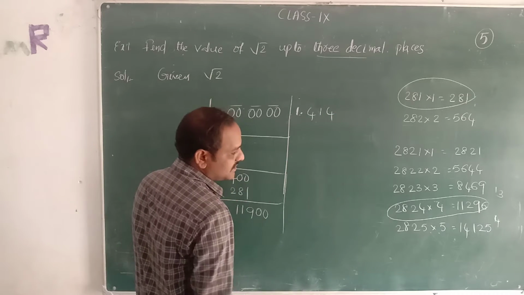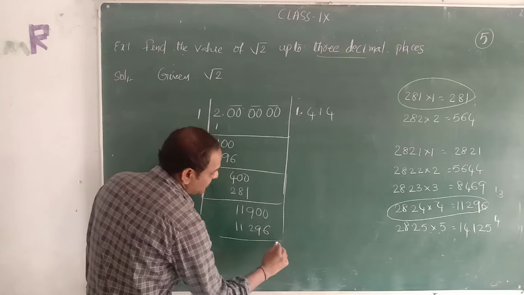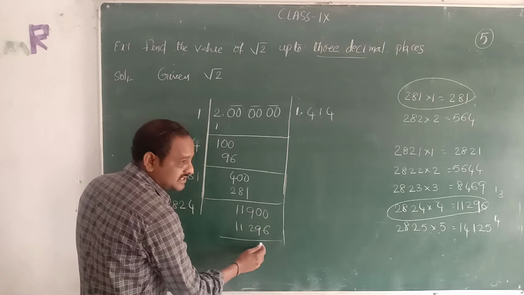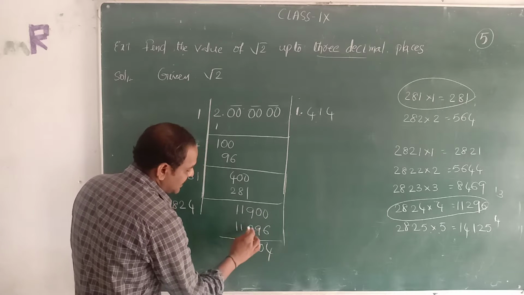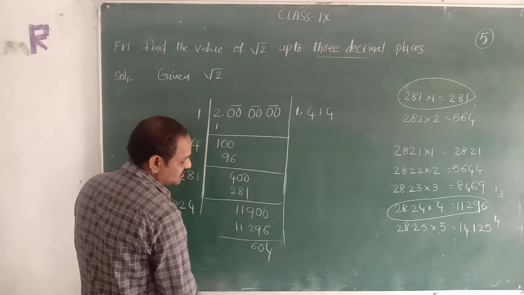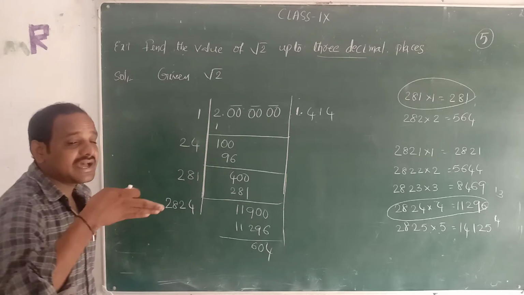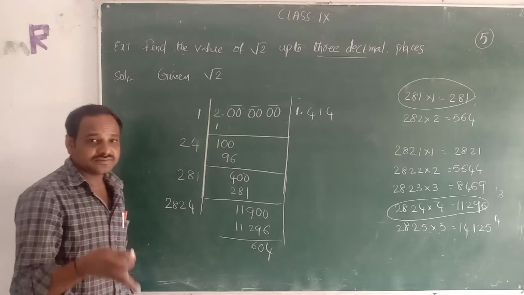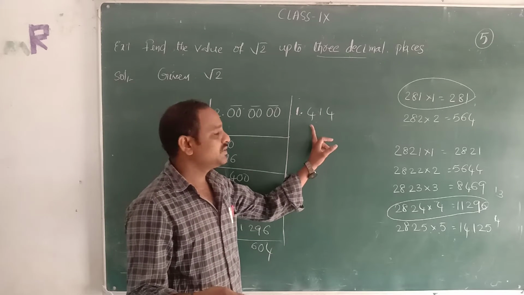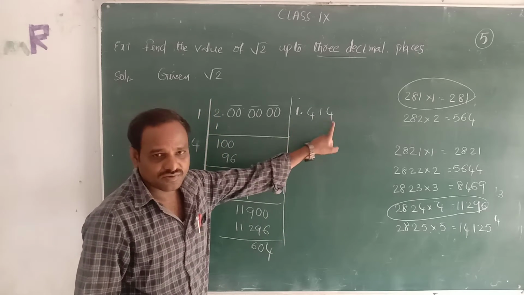How much we got? 11,296. So by subtracting, how much? 10 minus 6 4. Here 9 minus 9 0. 8 minus 2 6. So 6 not 4. Again we have to take 2 zeros like that. But he asked us up to how many decimals we need to find out? Up to 3 decimals. So we got the value as 1.414.